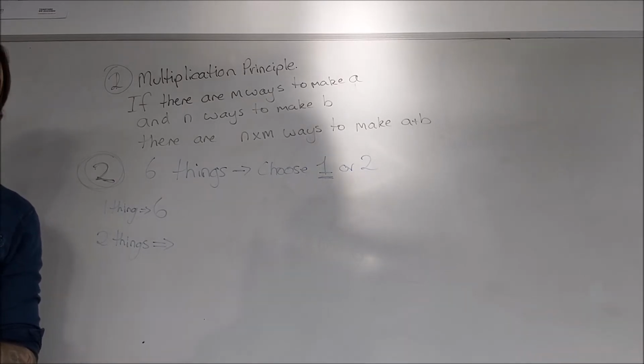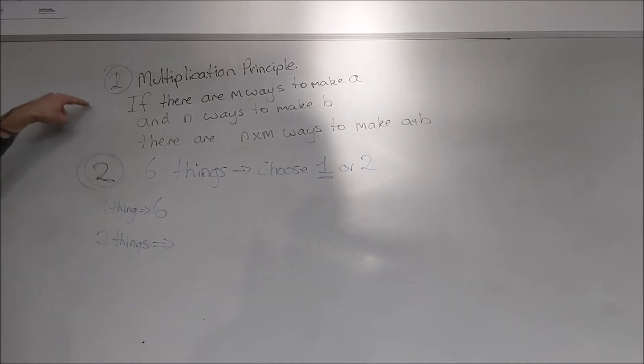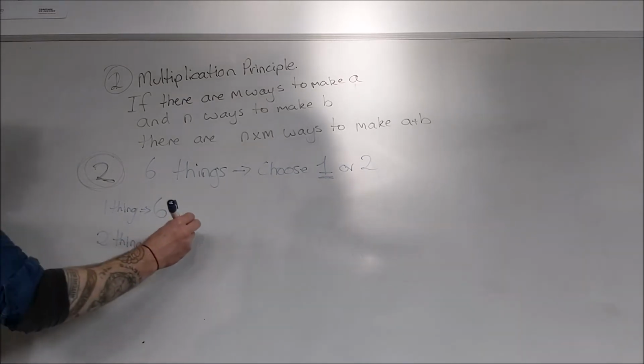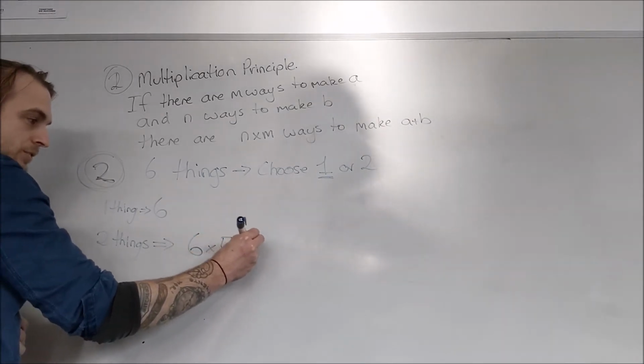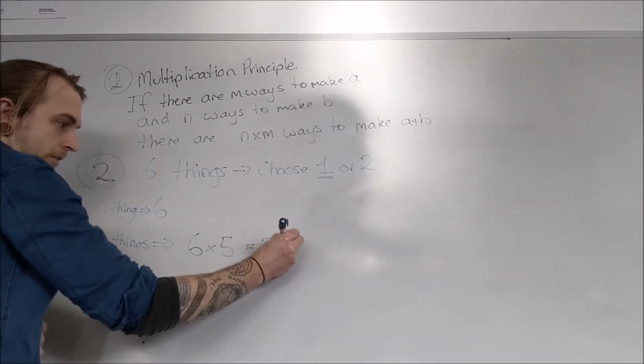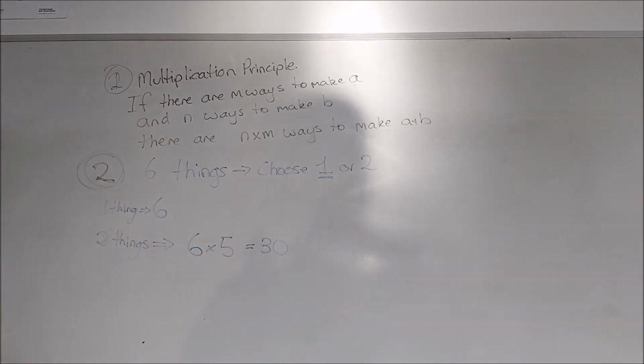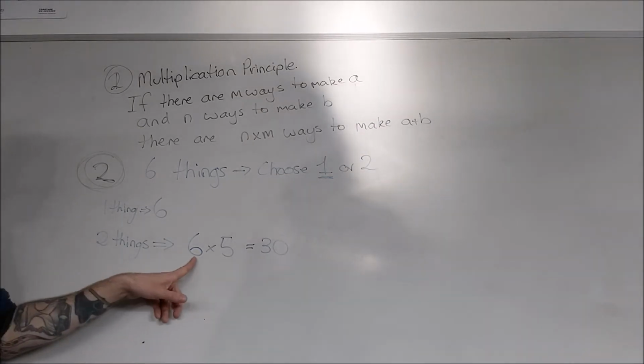Alright, so one thing. If there are 6 ways to choose the first letter, there are 5 ways to choose the second letter, so there are 30 ways to choose 2 things from 6 things. Yeah, because it's not replacing. So you're not replacing, and in order that's important.